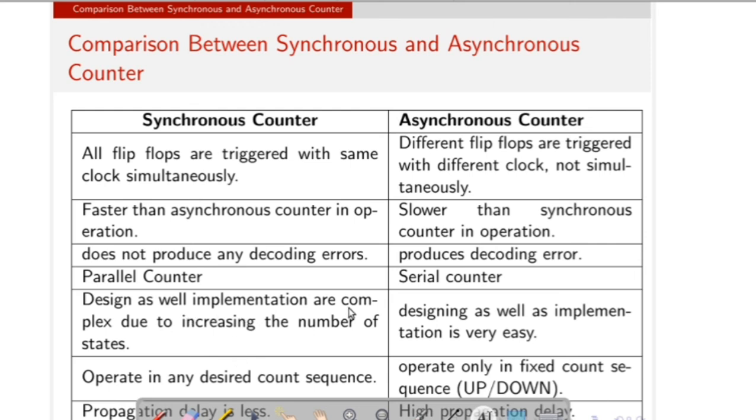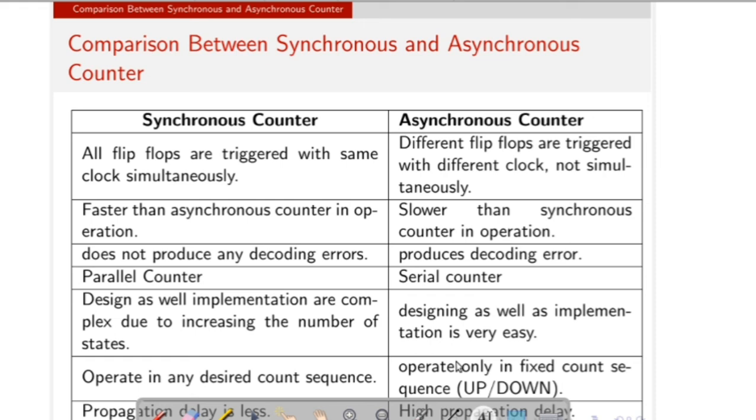Then design as well as implementation are complex due to the increase in the number of states. Okay, so in the case of a synchronous counter, the design and implementation are a very complex process, but in the case of an asynchronous counter, design as well as implementation are very easy. Then a synchronous counter can operate in any desired count sequence. That means we can design an up counter, down counter and also an up-down counter or any sequence. Suppose the sequence is 0, 2, 4, 3, 1 like that. Any up or down counter and up-down counter we can design using a synchronous counter.